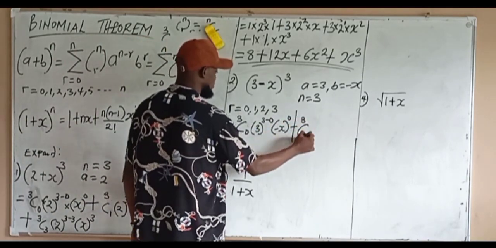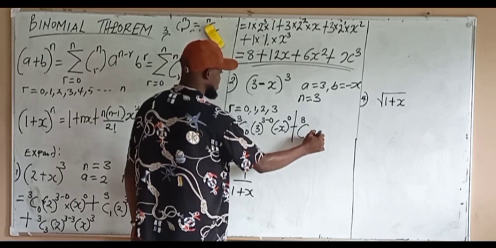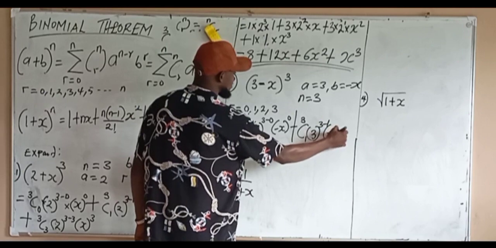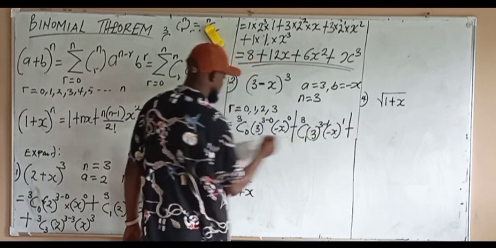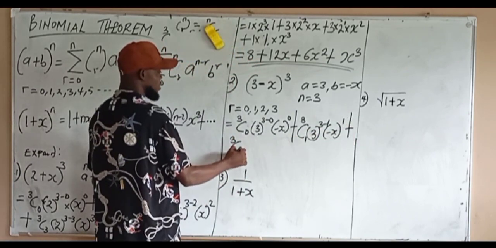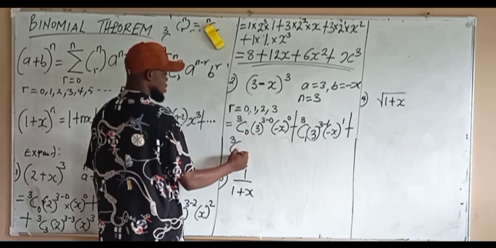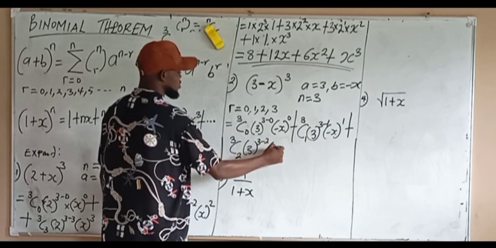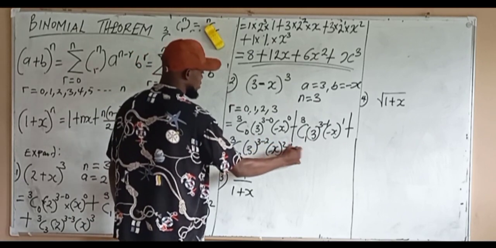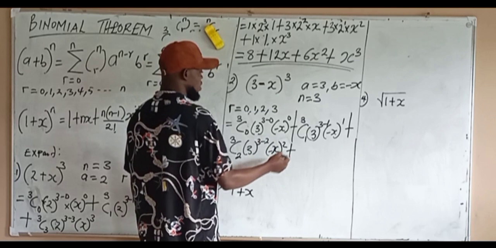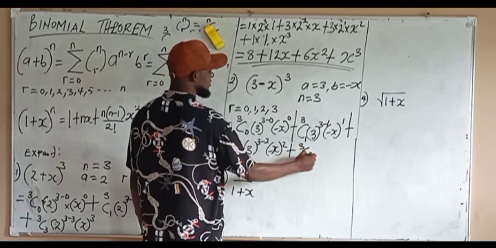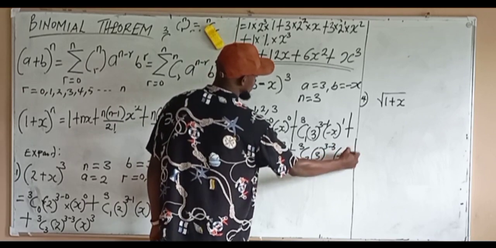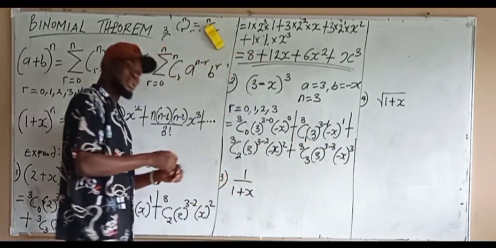We have 3 combination 1, 3 raised power 3 minus 1, then minus x raised power 1, and plus 3 combination, move to the next arrow at 2, and 3 raised power 3 minus 2, then minus x raised power 2, plus, then the next arrow is 3. 3 combination 3, then 3 raised power 3 minus 3, then minus x raised power 3. And that is the last one. It's a very simple thing.